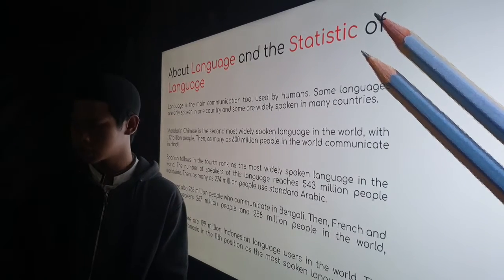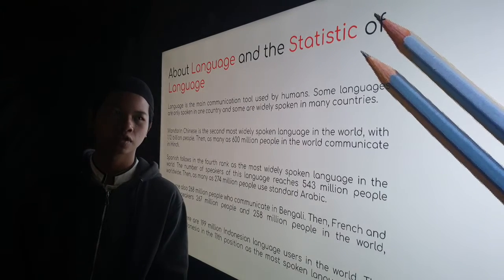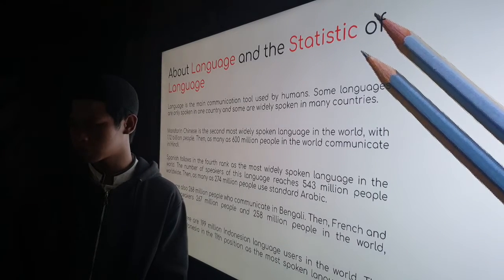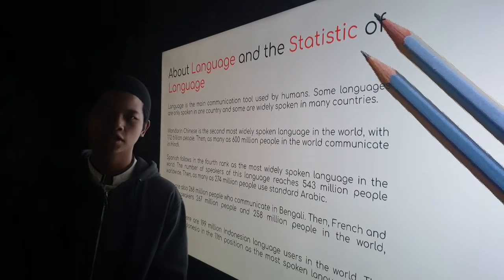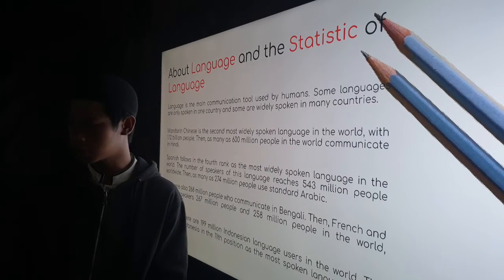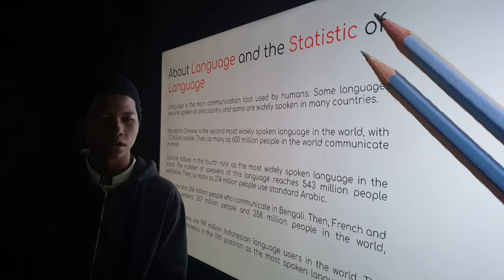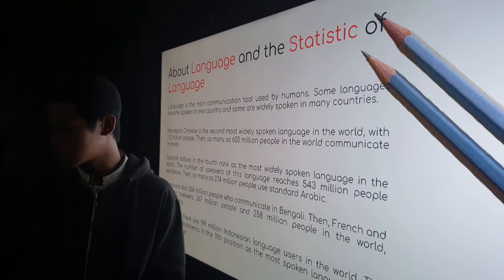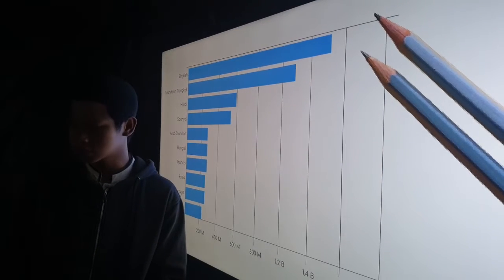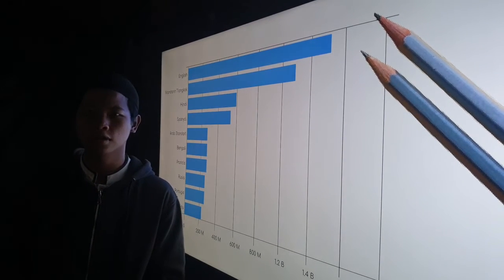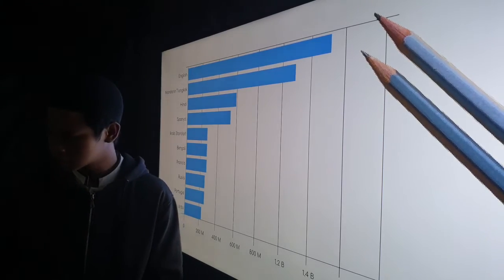And the third is Spanish. I think I will not give the reason. And the third is French, the fourth is Russian, and I think there are so many. In the next slide, there will be statistics of some languages like English, Mandarin, Hindi, and Spanish, which I searched on Google. And yeah, next.